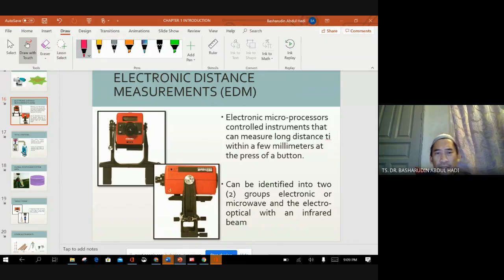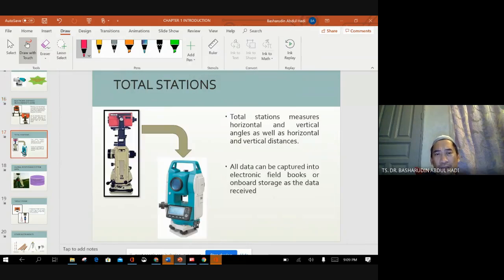The total station is shaped something like a theodolite, but last time we called it a theodolite with EDM. Now they changed it to the total station, and this total station has a built-in laser that they can focus on the distance. Maybe here they put the prism. Okay.